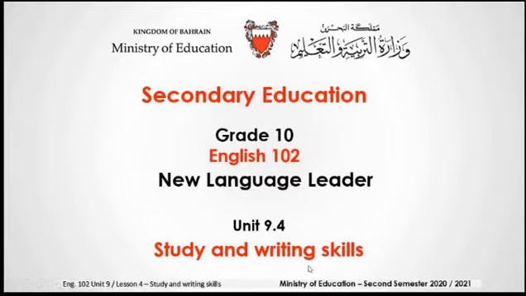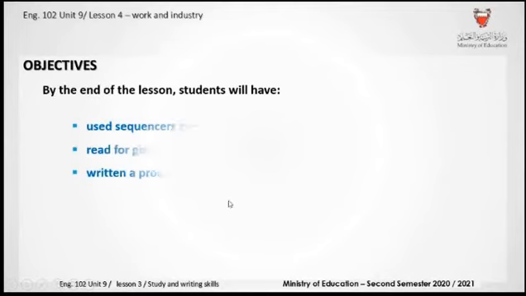Good morning, dear students, and welcome to another lesson for English 102, and the unit is 9.4, Study and Writing Skills. Let's have a look at the objectives of today's lesson. So by the end of the lesson, students will have used sequencers correctly, read for gist and specific words, and the final objective will be to write a process essay.